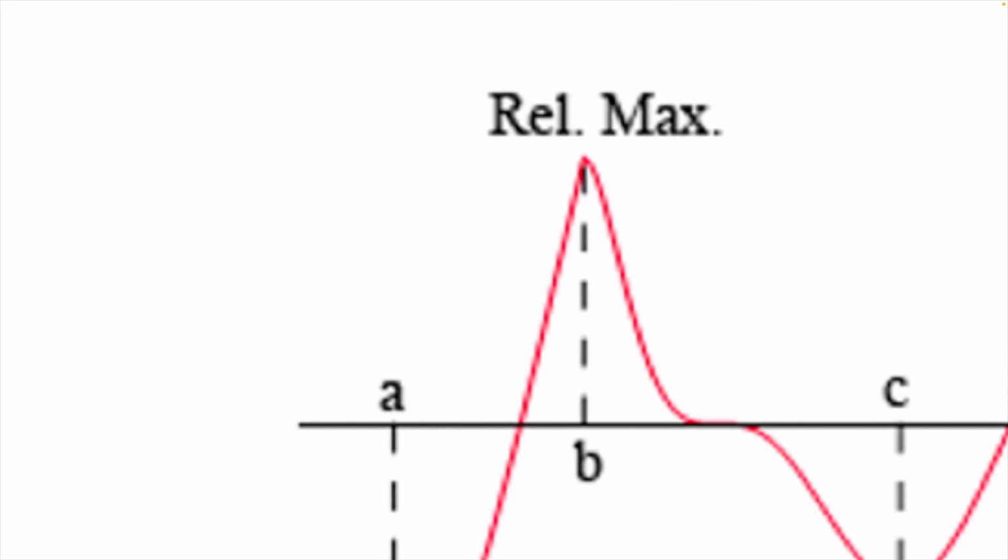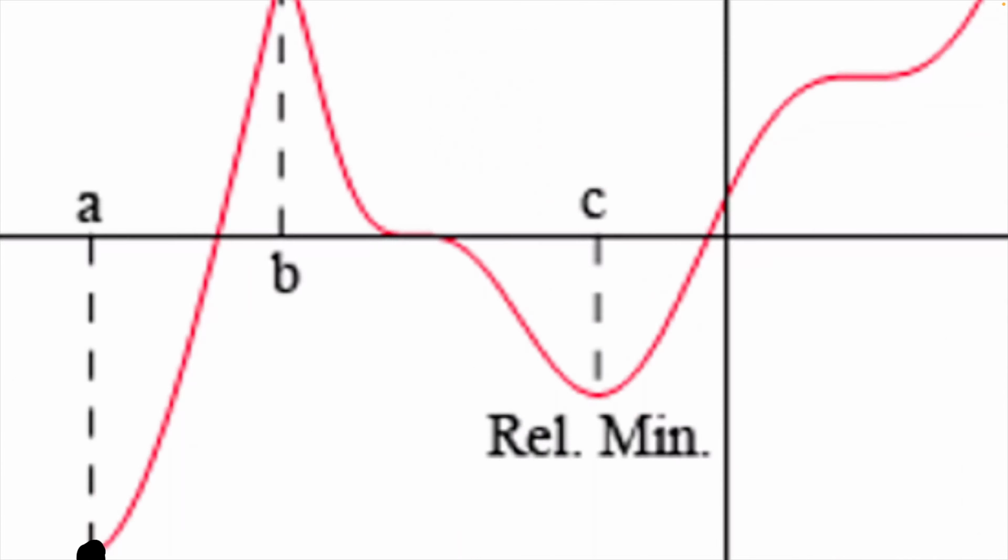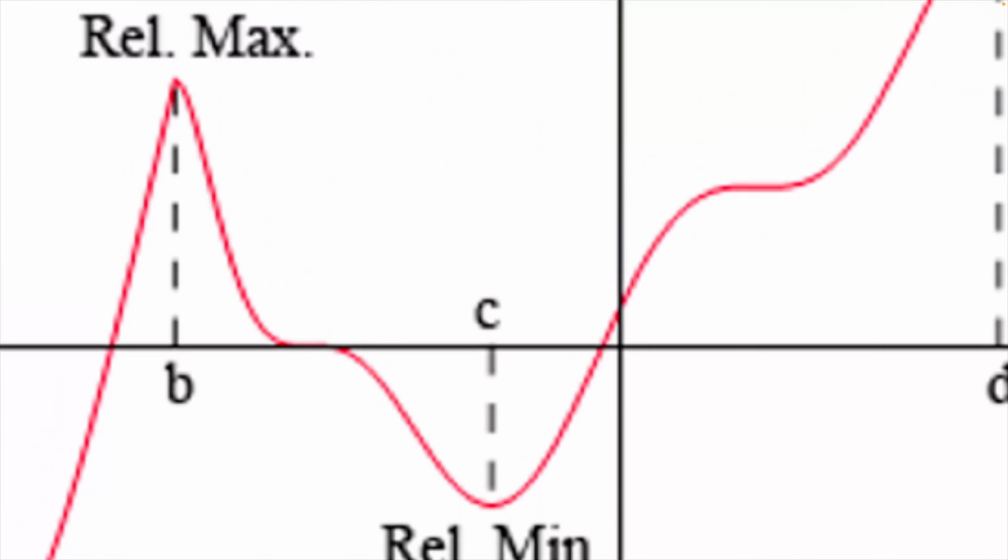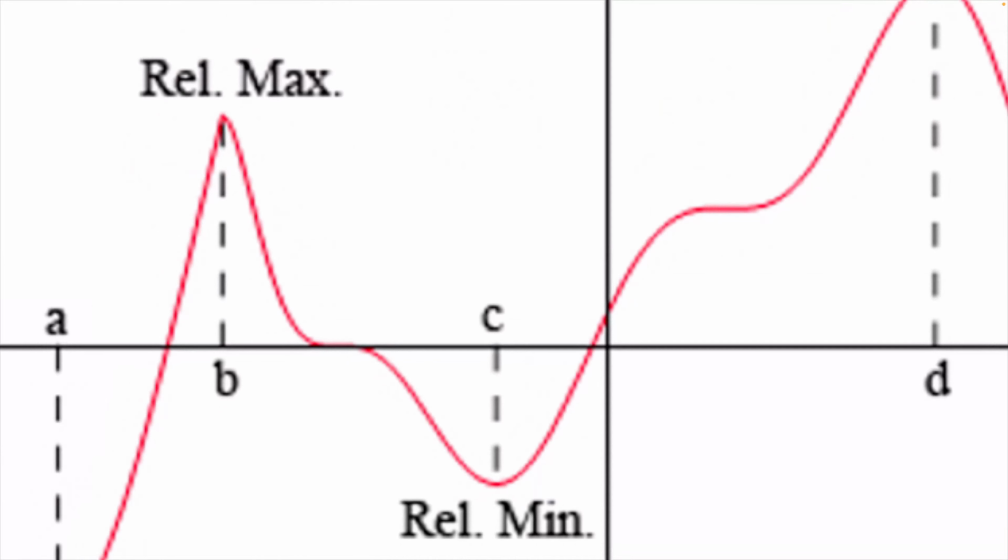Is it the highest point overall? No. But it's a high point, right? So we call it a relative maximum, not because it's not the highest, but it's a high point for that area. Same thing here. In this area, C is a low point. It's a valley, right? Is it the lowest? No, so we don't call it absolute, okay?